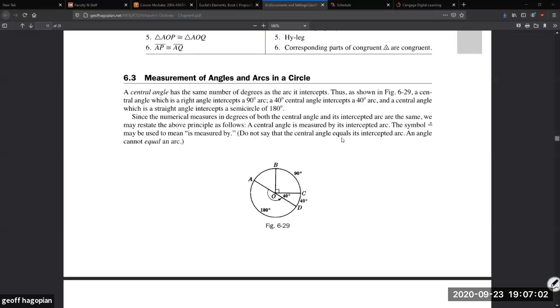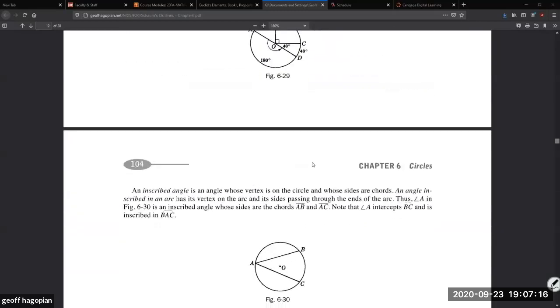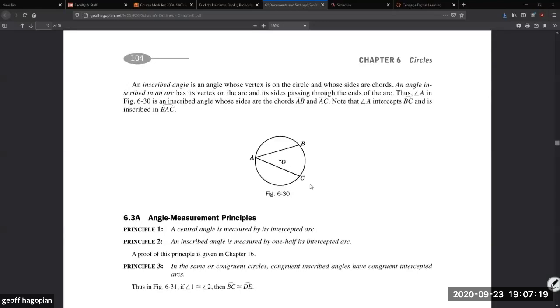Do not say that the central angle equals the intercepted arc. An angle cannot be equal to an arc, right? Because they're different things. But the degree measure of the central angle is equal to the degree measure of the arc, right? An inscribed angle. Oh, okay, here we're starting to get interesting, right? So if you have two chords from a common point on the circumference A, so AB is a chord and AC is a chord, then the inscribed angle is BAC.